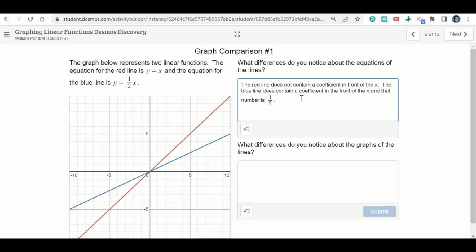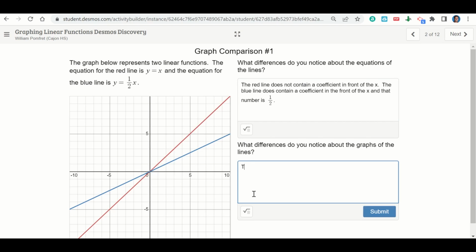Now what do I notice in the graphs? Well, I noticed that the blue line is not as steep as the red line. The red line is a lot more steep. It goes up faster. So the blue line is not as steep as the red line. And then I move on to the next one.